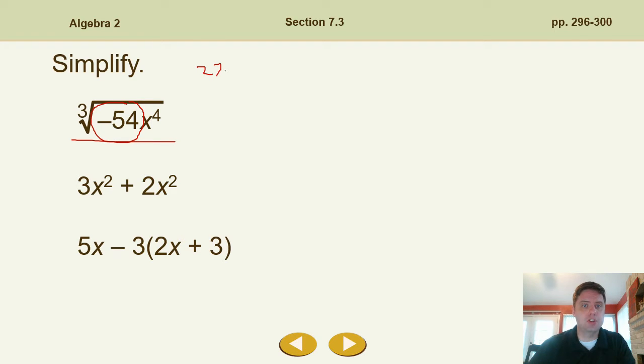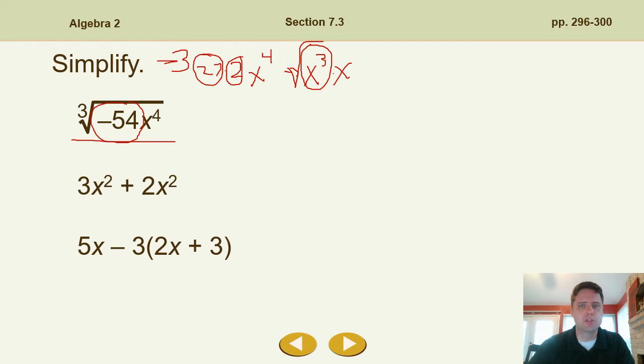27 times 2. So 27, we can take the cube root of that and get 3, and then have, again, a negative 3, right? And take that outside of the radical, and be left with this 2. Now, of the x to the fourth, remember the x to the fourth can also be rewritten as x cubed times x. So it's this first part, the x cubed, that we can take the cube root of and just get x, and then leave this other x underneath the cube root. And so we should get an answer like this: negative 3x times the cube root of 2x.